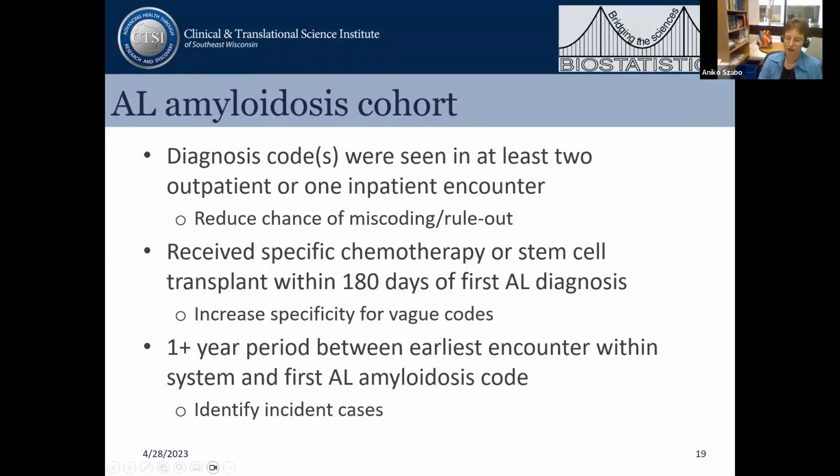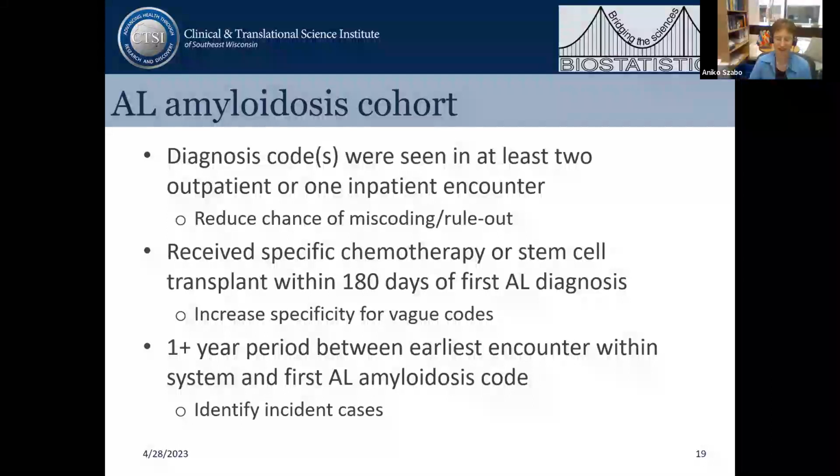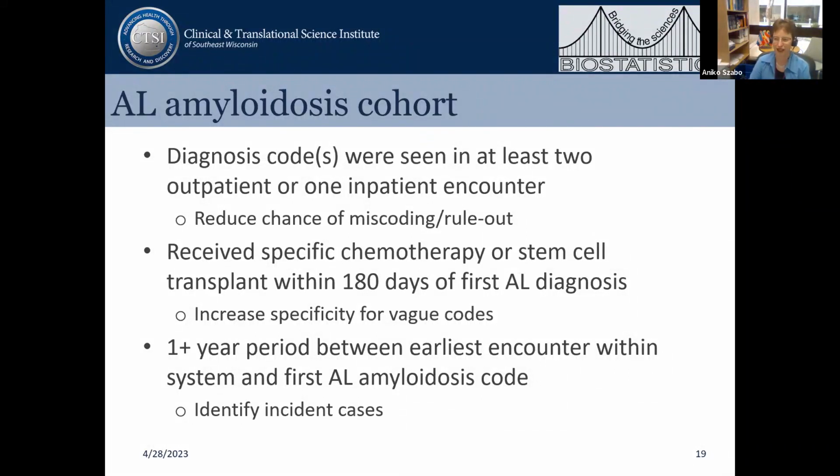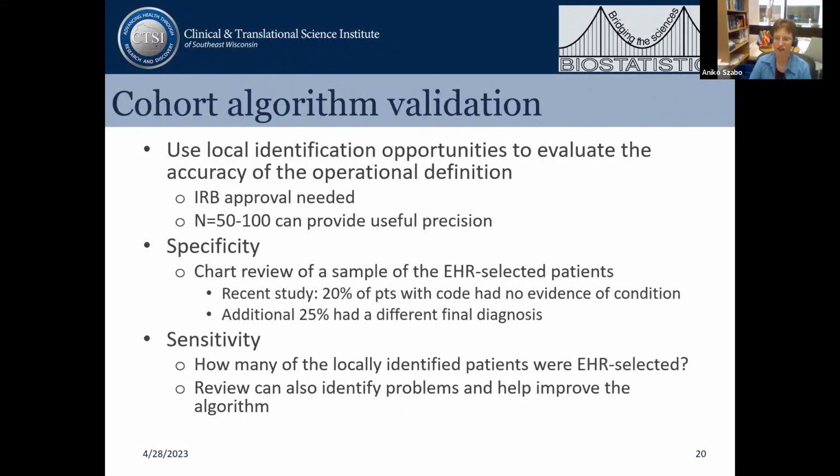Additionally, to make sure that the incident cases are identified and not the prevalent ones, we required at least 1 year between the earliest encounter in the system and the first amyloidosis code. So there should be at least 1 year without any codes indicating AL amyloidosis. This is a typical thing, again adapted for every different situation.